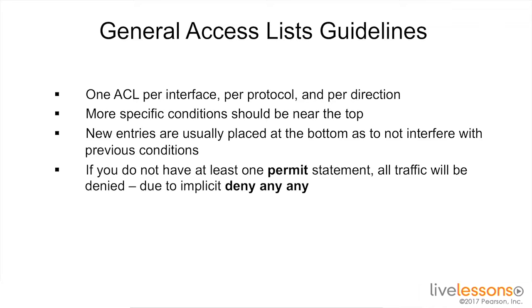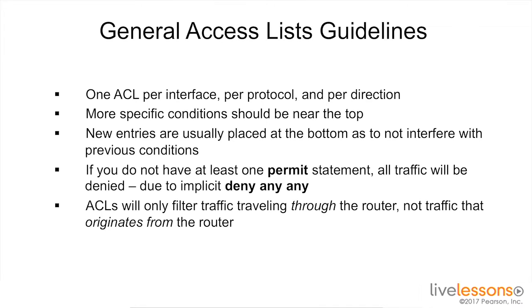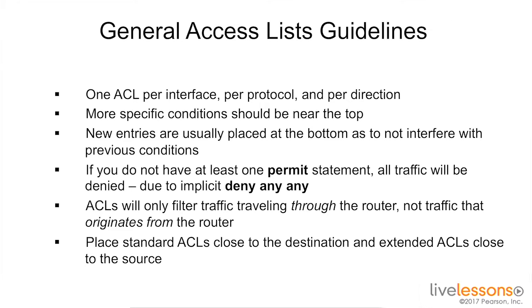It's very important to remember that ACLs will only filter traffic traveling through the router, not traffic that originates from the router. The final rule is that you should place standard ACLs close to the destination and extended ACLs close to the source. Now, I know I mentioned standard and extended ACLs, and those aren't necessarily supported on the Nexus platform. That being said, if you configure a named ACL in the same manner that you would a standard or extended ACL, then you should follow these same rules.